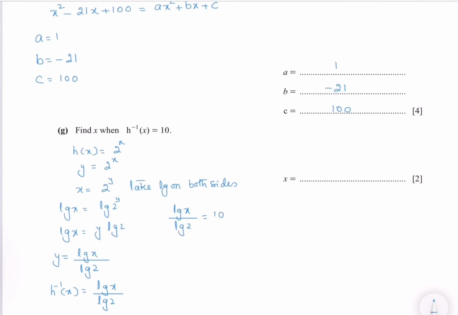So lg x over lg 2 is equal to 10. So lg x is equal to 10 lg 2. So lg x is equal to, now 10 will become the power of 2, lg 2 power 10. So lg will cancel each other out. So x is equal to 2 power 10, which is 1024.